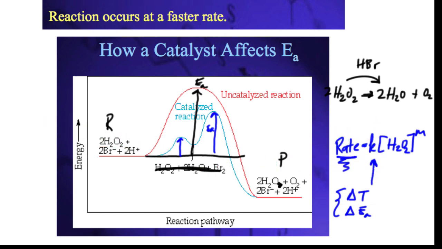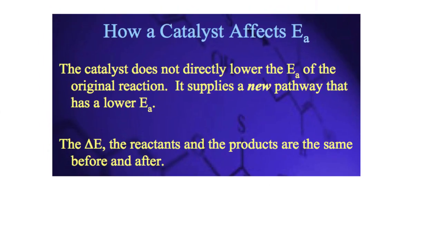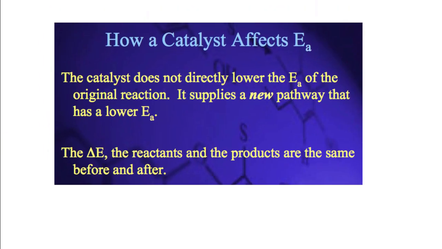Simply put, the catalyst doesn't directly lower the activation energy of the original reaction. It supplies a new pathway, and that new pathway requires lower energy. Just think about going up a hill. There are two hills you can go up, the large hill or the small hill. It makes more sense to go up the small hill because it requires less energy. So if the reaction has a choice, it's always going to go toward the lower activation energy.